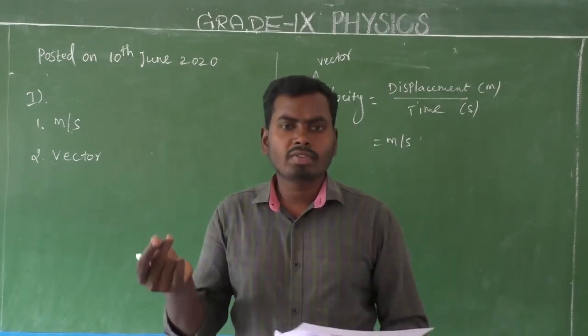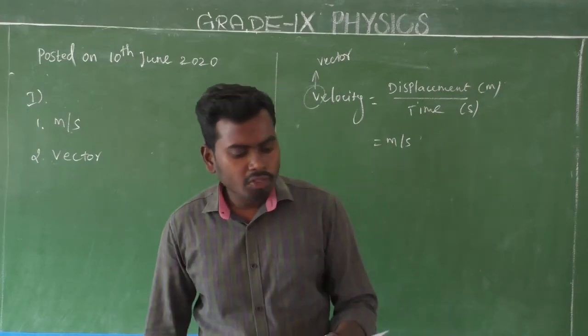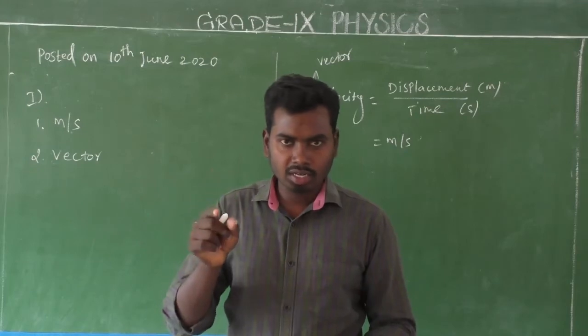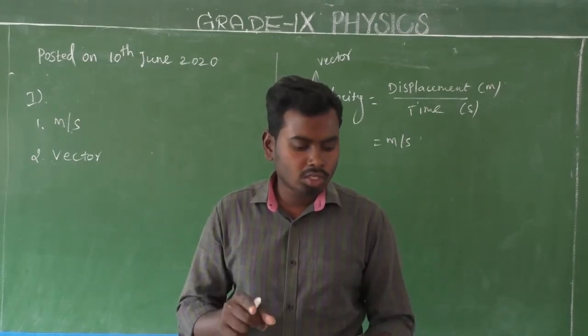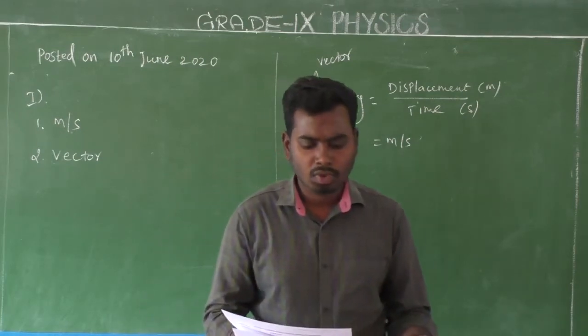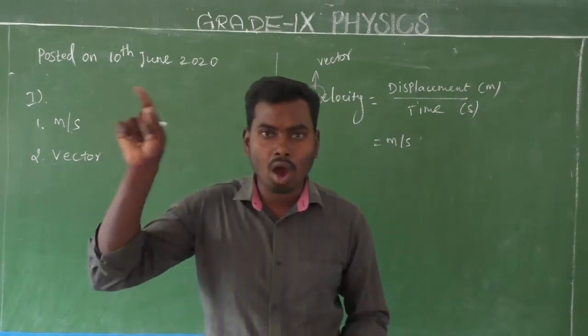Next, third one. Third question in Roman number 1. Which of the following is a vector quantity? The options are: first, distance; second, displacement; third, velocity; and fourth, both displacement and velocity. Which is the answer? What is the question? Which of the following is a vector quantity? Vector quantity means that quantity should have what?